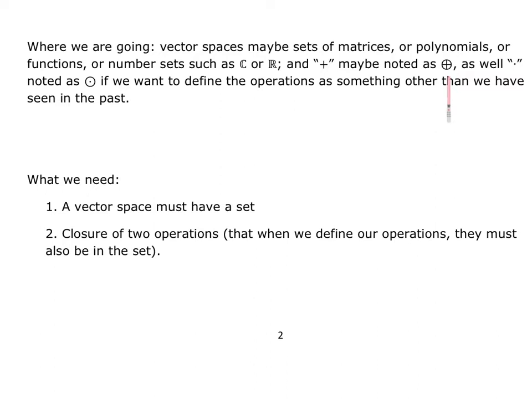this operation, maybe addition of vectors or addition of matrices, and it has to have the second operation, and we may have it as a multiplication of matrices or multiplication of vectors. So we have to have a set, and then we have to have the closure of the two operations. So I have to have two operations and it has to be closed, which means when I perform these operations, my end result must also still be in my set, my vector space.